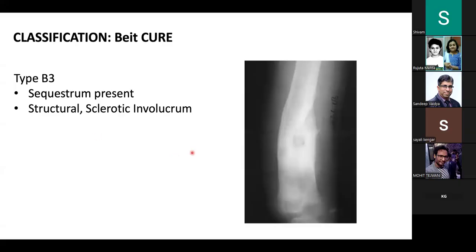B3, again, there is a sequestrum which is present. Additionally, the involucrum is sclerotic. Okay, so you can see there is a sclerotic wall which is around this sequestrum. So that is type B3.